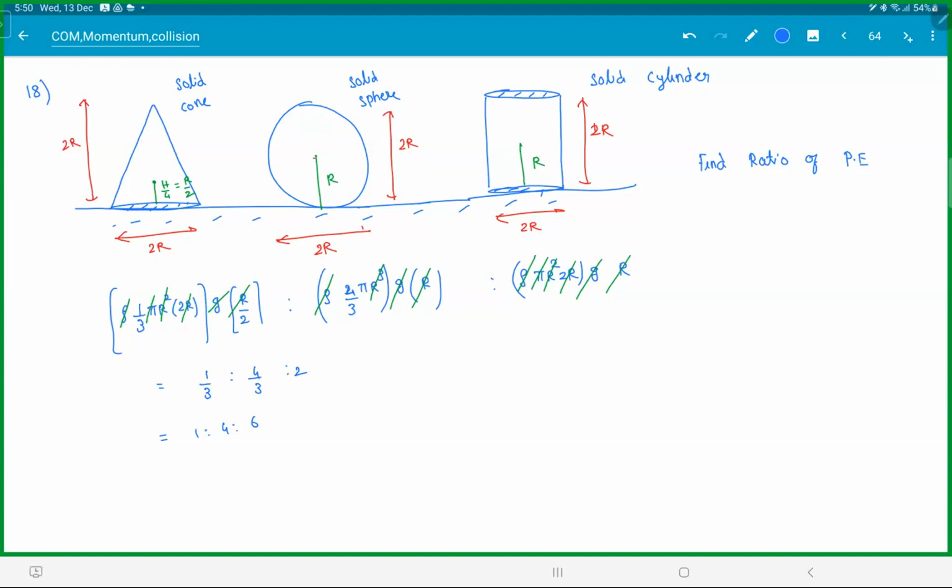Clear? Get the volumes, mg h, center of mass. I got such a good answer. Okay, it's wrong. Next one. Easy. Just get the mass, height, and the center of mass. So if you don't know center of mass results, you're gone.